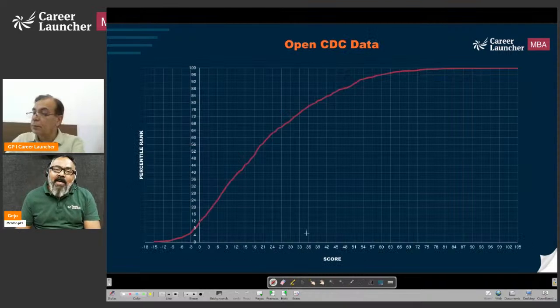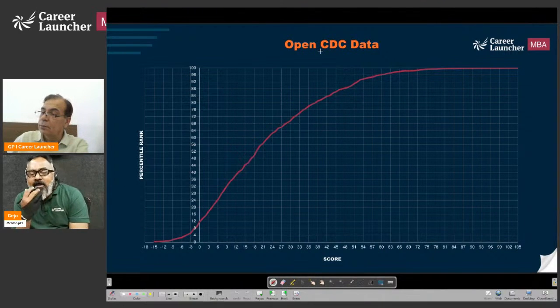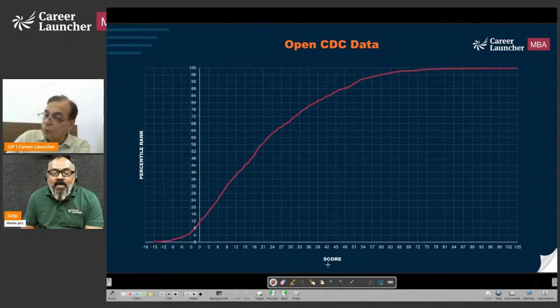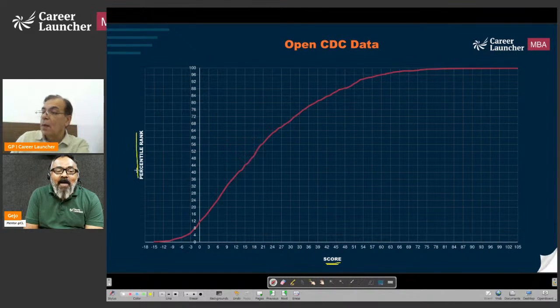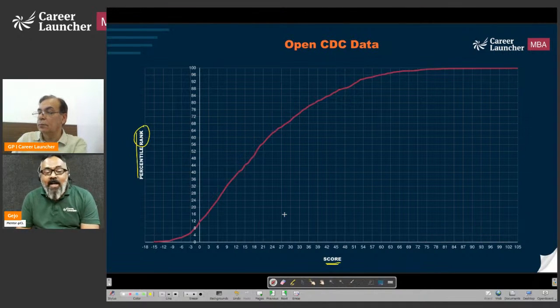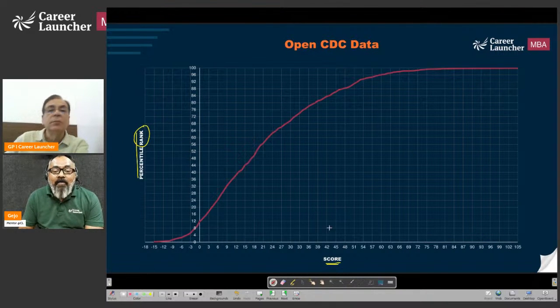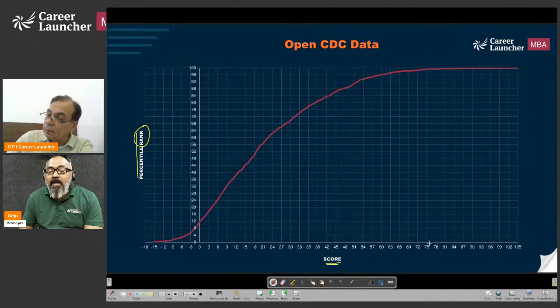So let's kickstart with the first part, percentile or percentage score. GP, I've taken this open CDC data, which just happened. This is a graph between the overall score of the particular student and the percentile rank. We are calling it rank. The percentile is after all a rank. So we can actually see that after a certain point, if you look at the scores, the improvements are huge, but the percentile movement is very low.